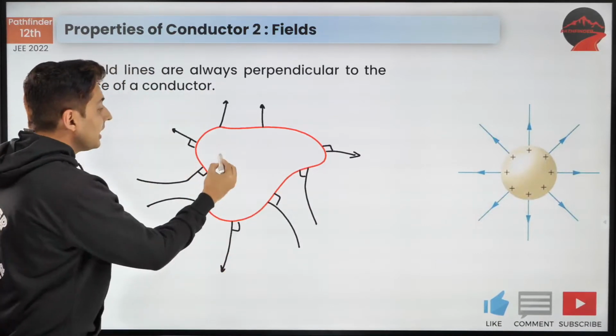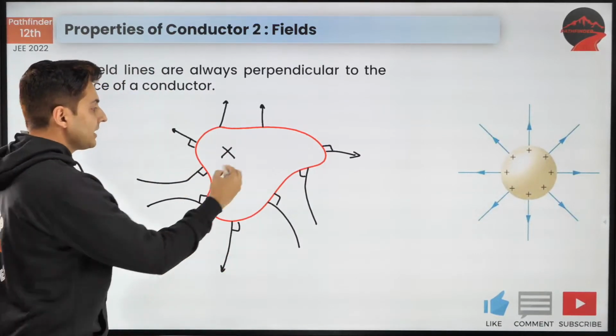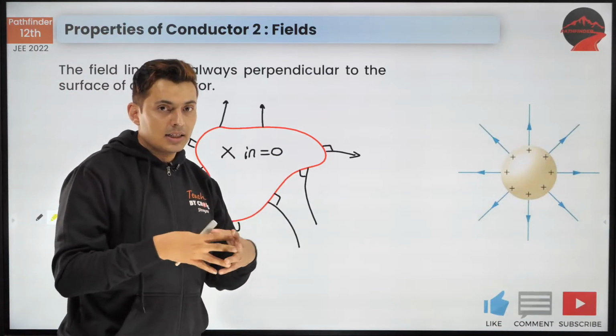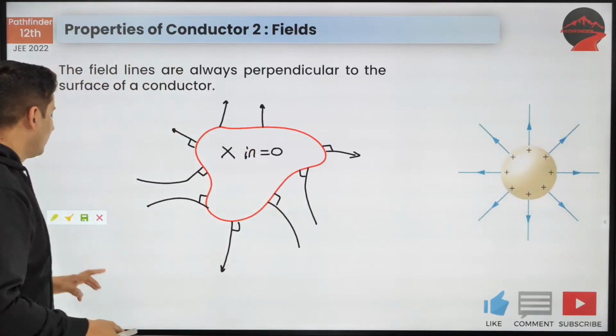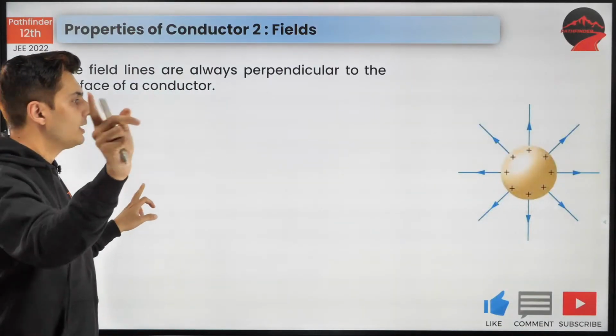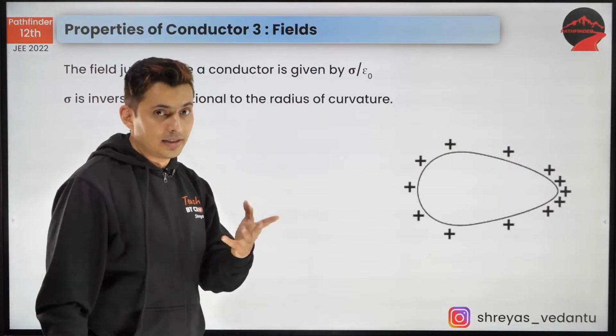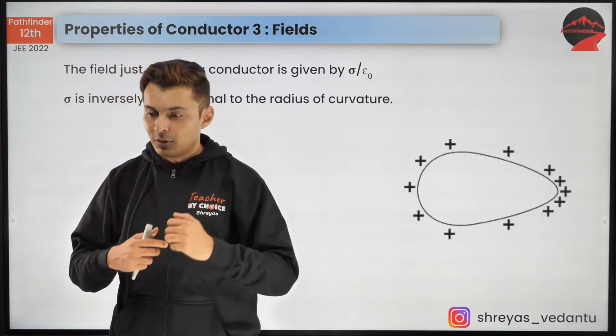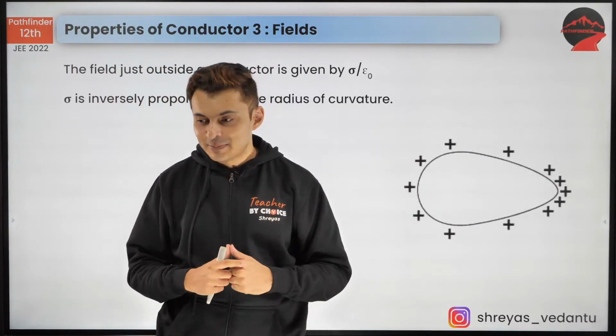Please understand, they cannot be inside, because inside the field is zero. So they cannot penetrate inside a conductor, field is zero, only outside the conductor they can be present, and that too perpendicular, they will originate from the surface. That's the next property.